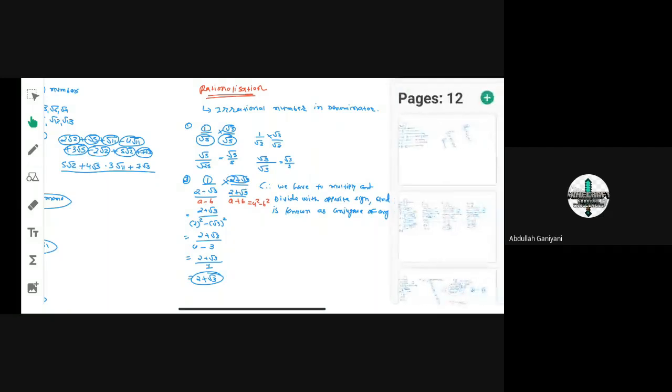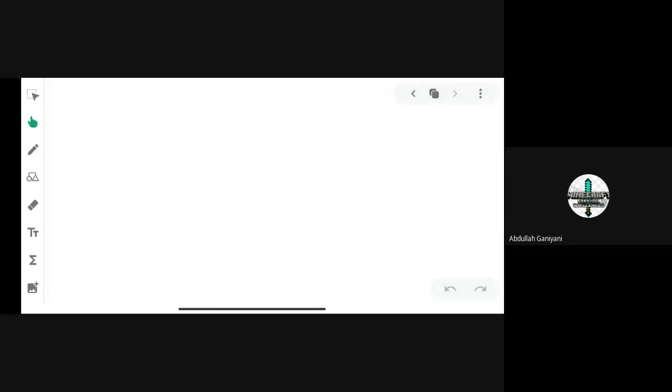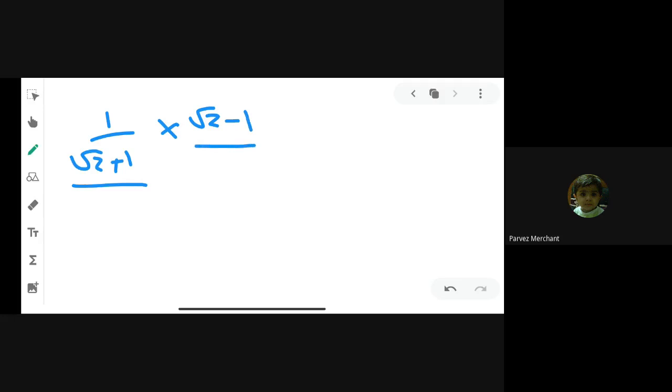Okay. Now I'm giving you one more example of rationalization. For example, 1 upon root 2 plus 1. We know that root 2 is an irrational number and it is in the denominator, so we do rationalization. But root 2 is not a separate term. It is one bracket, root 2 plus 1. So we multiply with its conjugate. Conjugate means we change the sign of the second term. The second term is 1. We have a positive sign, so we convert it to a negative sign. Yes, sir.